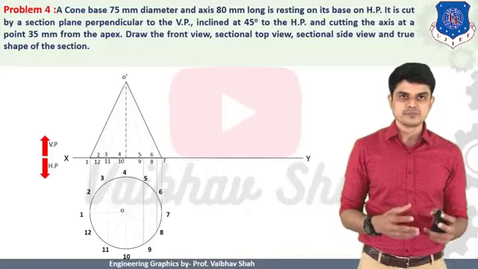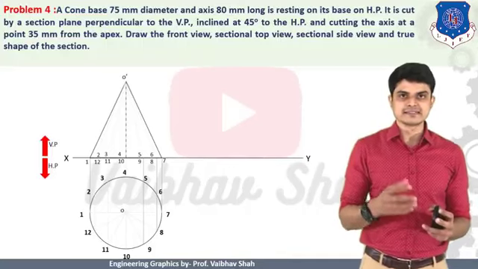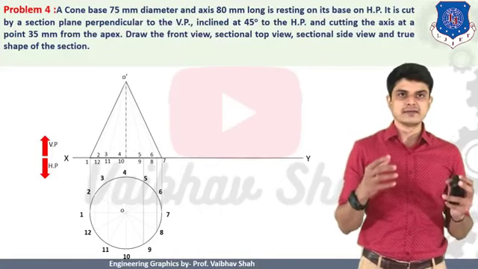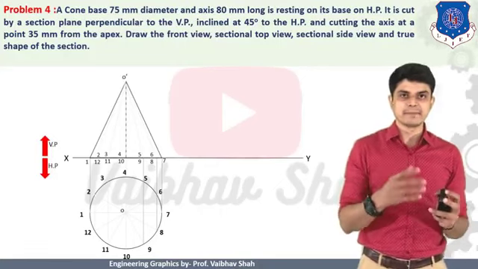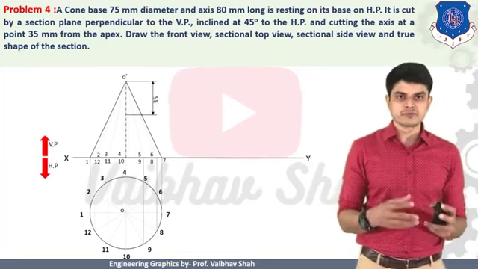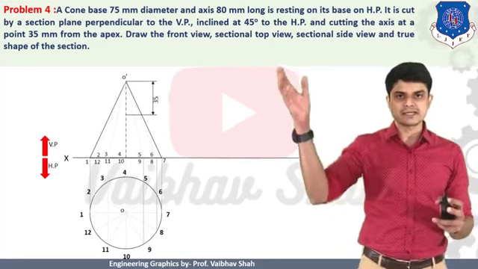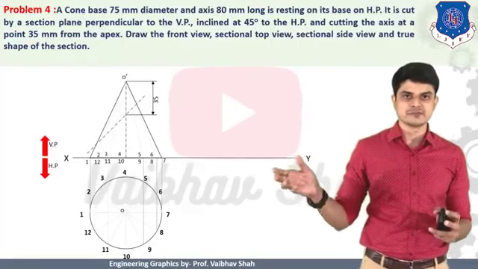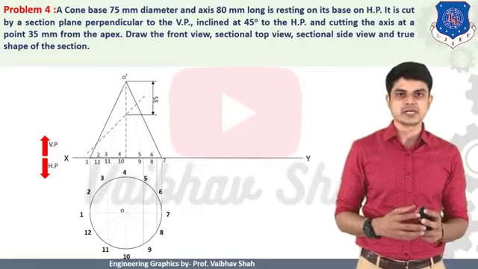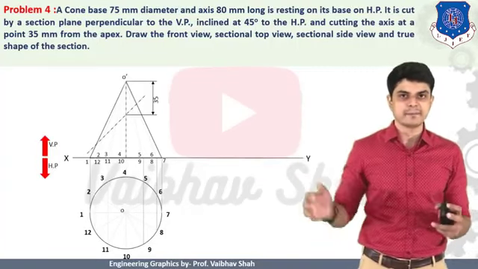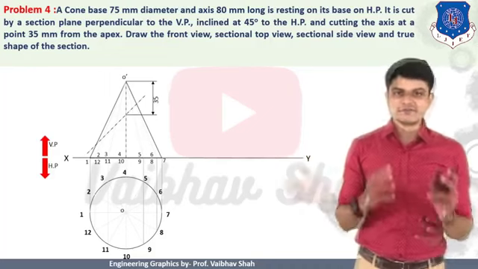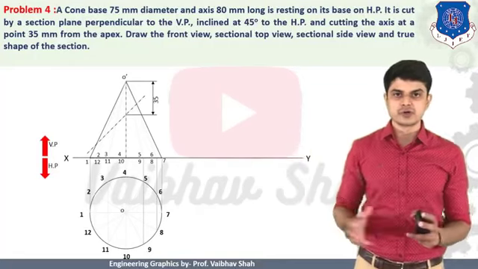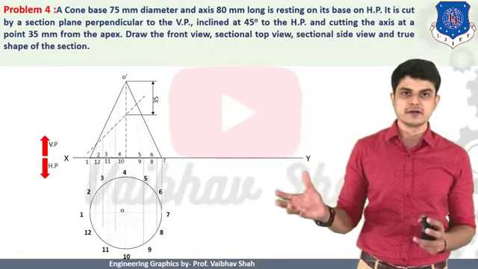Then after that, what should we do? It is said that it is cut by a section plane perpendicular to VP and at 45 degrees to HP, cutting the axis at 35 mm from the apex. So we should plot one point which is 35 mm from the apex like this. And this is the point from which we should draw one line which must be at 45 degrees to HP. So let us draw one line. This is nothing but the cutting plane line, as it is 35 mm from the apex and it is making 45 degrees. Then after that we should transfer each and every point from this cutting plane onto your top view. So let us transfer each and every point down there.